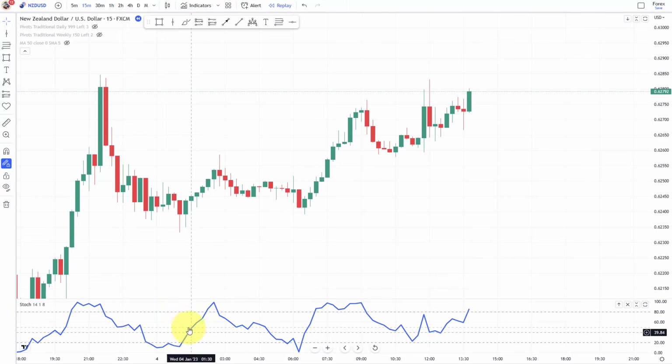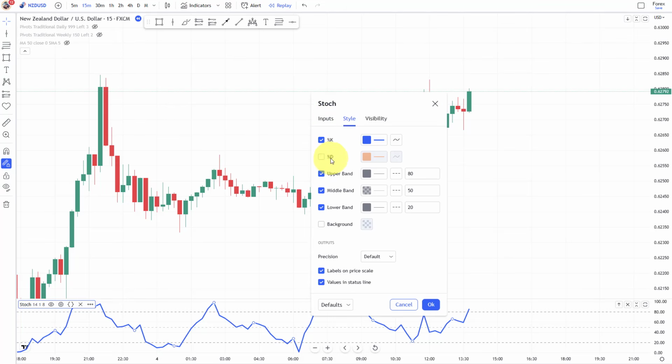So I added it already to the charts. In TradingView, you just go to indicator and type in stochastic. All other trading platforms should have this indicator as well. It's a default indicator. What I did is, when you open the settings, I deactivated the D line, which essentially is just a moving average on the stochastic. The heart of the indicator is the K line. This is what the indicator is, and this is actually what we call the stochastic. The D is just the moving average.